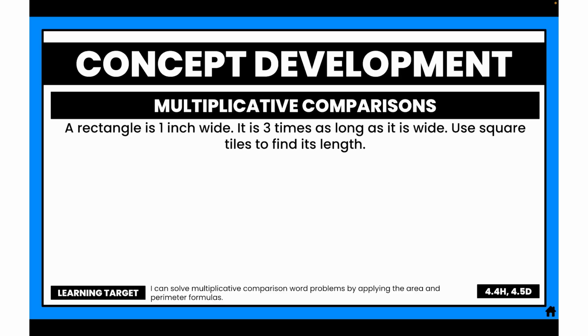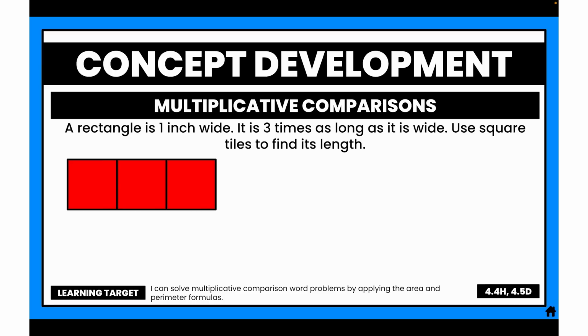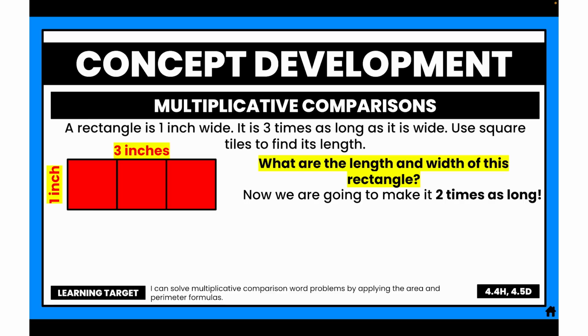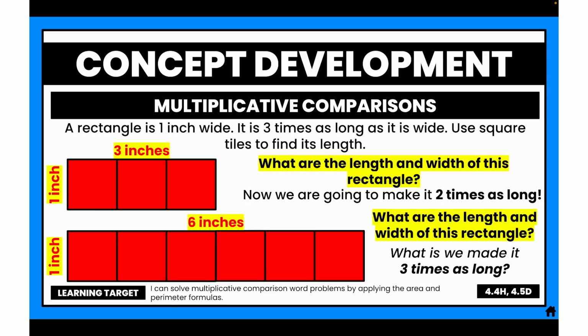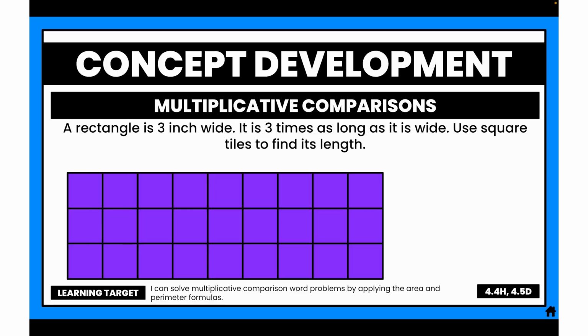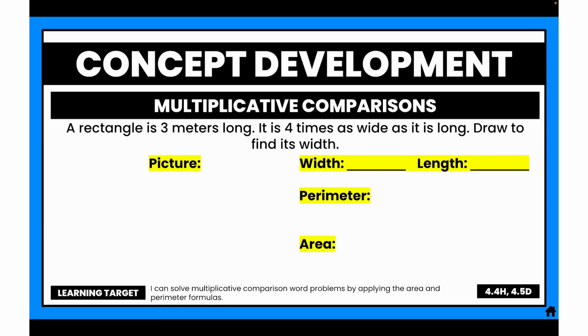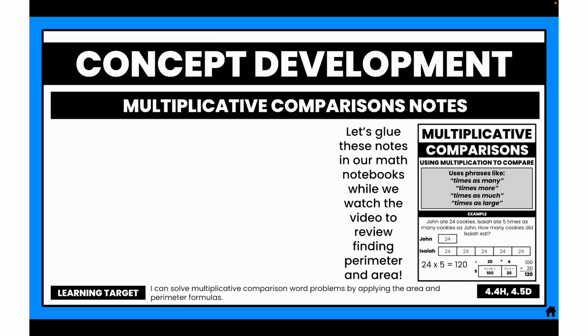Concept development, it kind of depends on the lesson, but for example, this one is talking about multiplicative comparisons. It wanted them to use square tiles, and I know how time consuming that is to get out, so I added digital versions on the screen just using the shapes tool. Make it 2 times as long, length and width, and these are all just animations so that as I click, they show up. And once again, this is where I'm kind of creating the template, and in real time, I would annotate on the board.